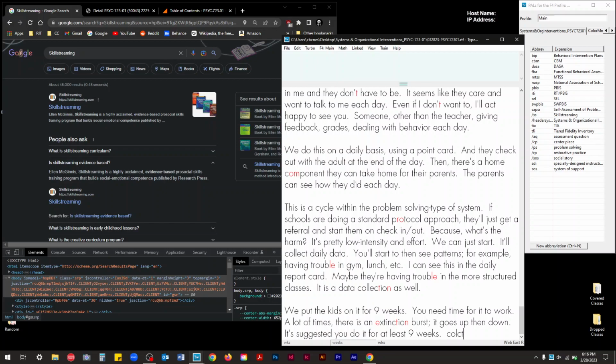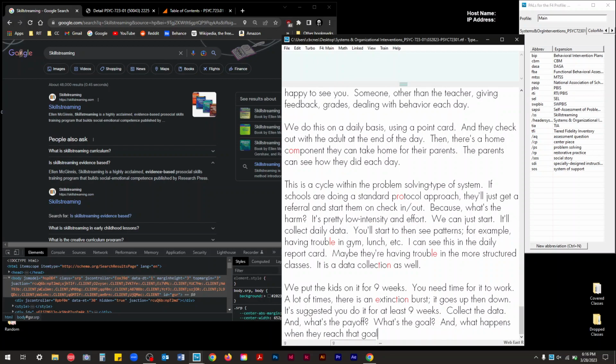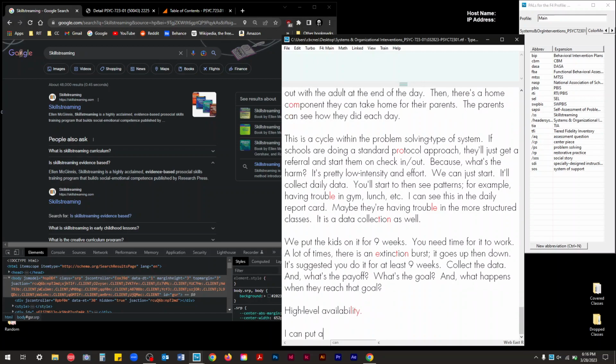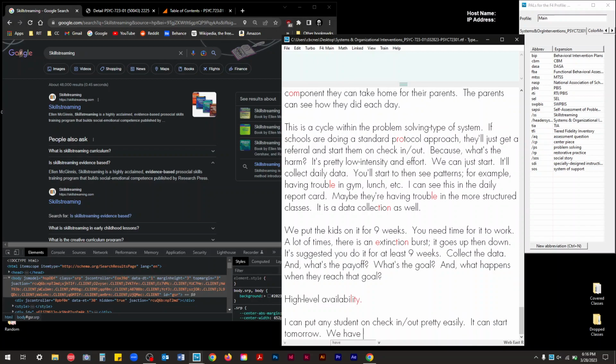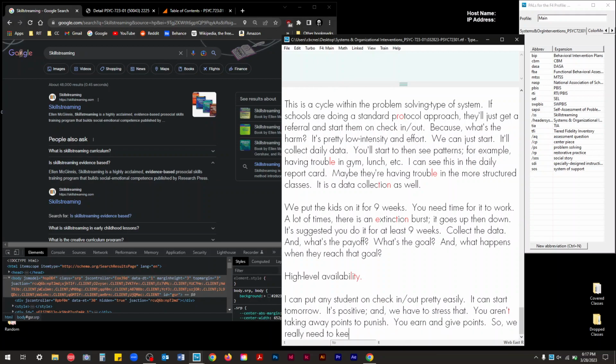What's the payoff? What's the goal, and what happens when they reach that goal? High level of availability. I can put literally any student on check in, check out pretty easily, and I can start it tomorrow if I want to. It is positive, and we have to stress this: the positive behavior support system. You're not taking away points to punish. You really are earning points and giving points. So we really do need to keep it as a positive system, and it is by student choice.